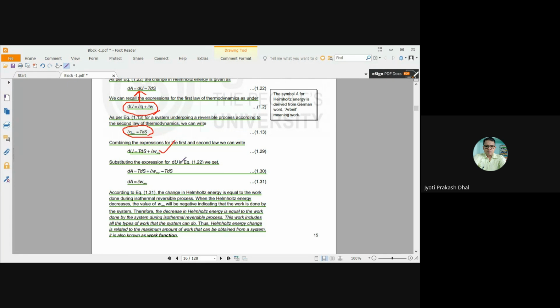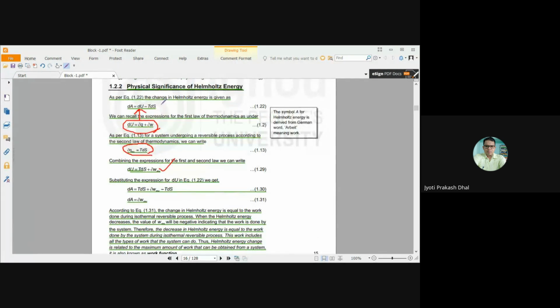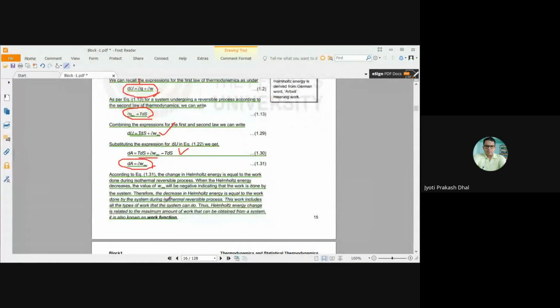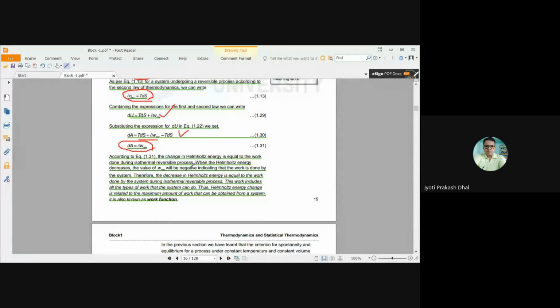Now substituting these values in equation 22, we can write dA equals to, in place of dU, we can write TdS plus dw reversible minus TdS. So dA equal to dw reversible. Now according to this equation 31, change in Helmholtz energy equals to work done during isothermal reversible condition.